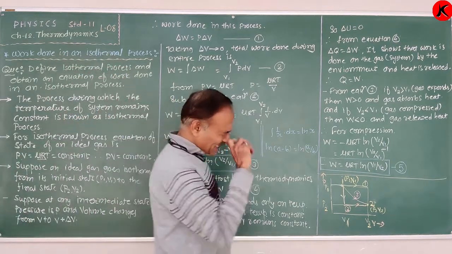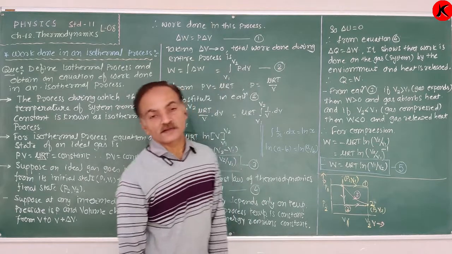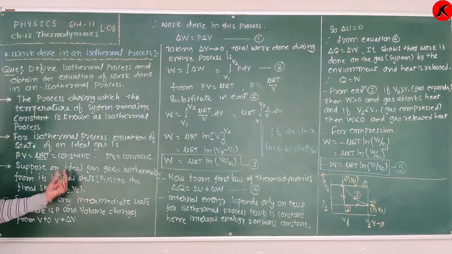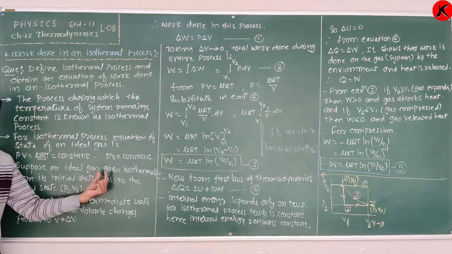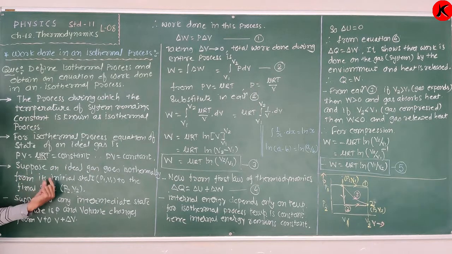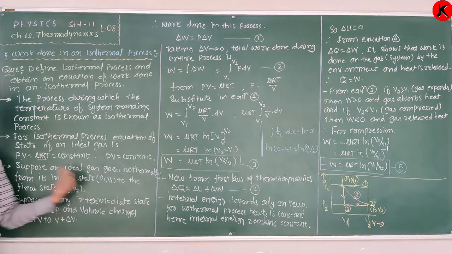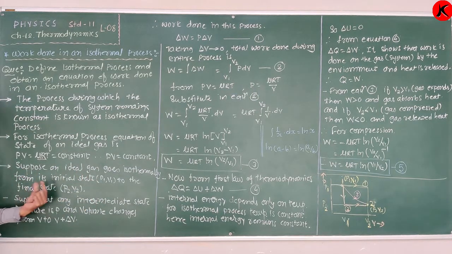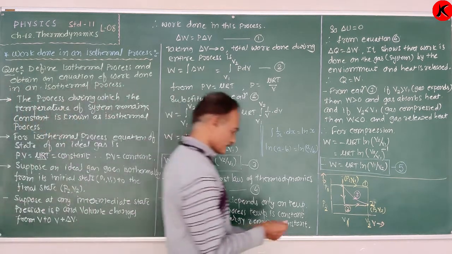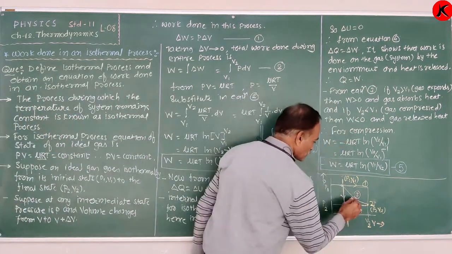Now here the temperature is constant. How do we obtain the equation of the work done? Again, suppose an ideal gas goes isothermally from initial state P1 V1 to final state P2 V2. Suppose at any intermediate state the pressure is P and the volume changes from V to V plus delta V. That means we consider a very small portion of this.